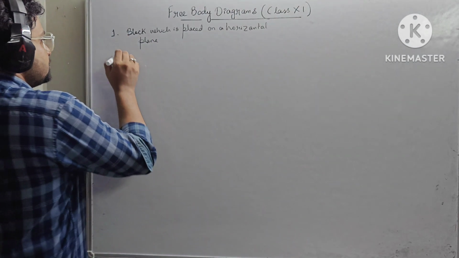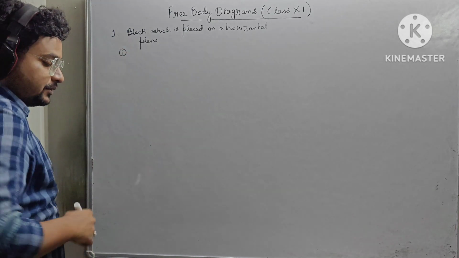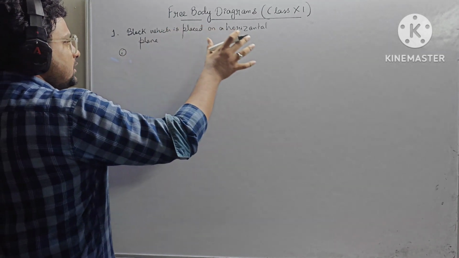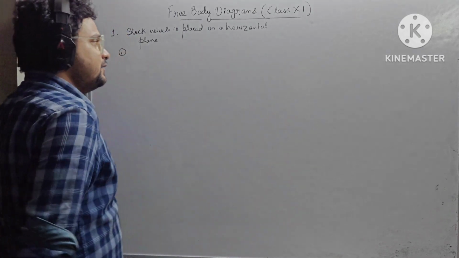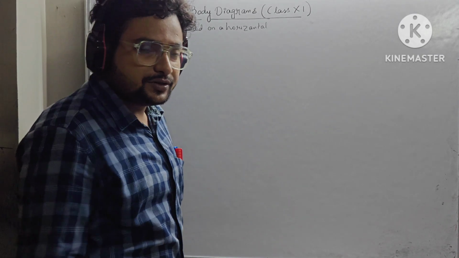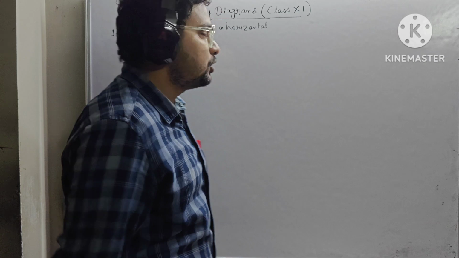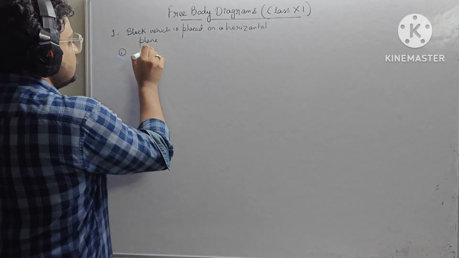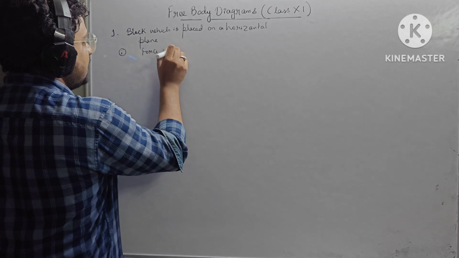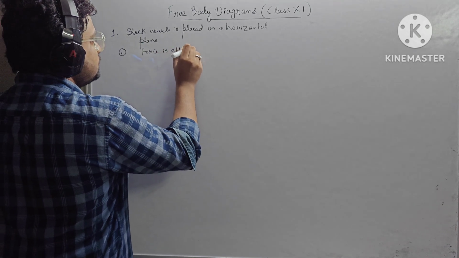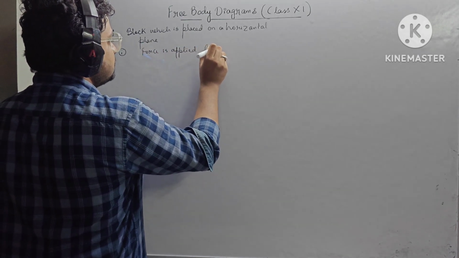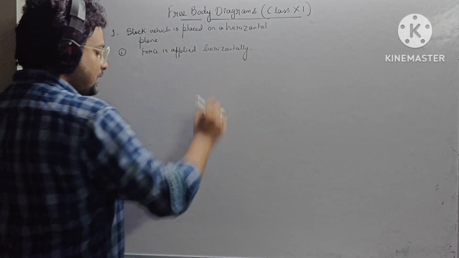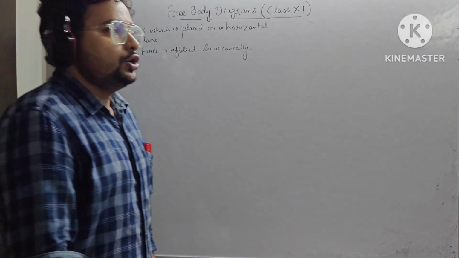So over here, subdivision 1, I am telling you, suppose I have a horizontal plane in which a block is kept, and I am applying a force to the block. Number one will be, if I apply the force, the force is applied horizontally.